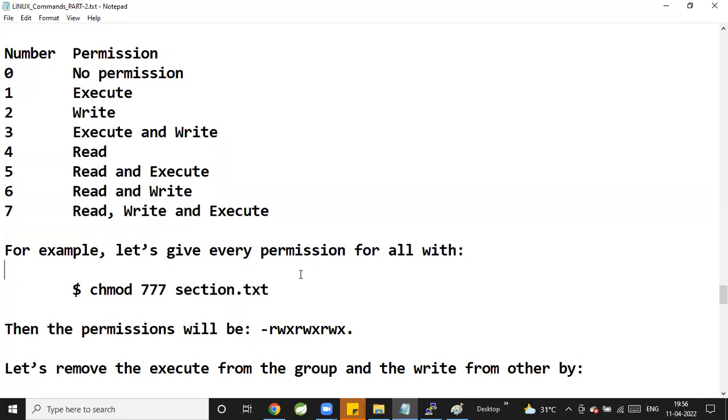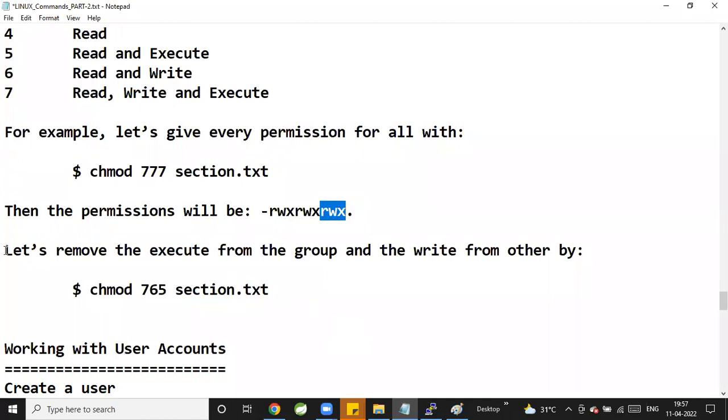Now suppose for example, if I write 777, that means 7 means read, write, execute. User having read, write, execute. Group is having read, write, execute. Others also having read, write, execute. Here first 7 represents read, write, execute for user. Second 7 for group. Third 7 for others. 777 will give all permissions for all.